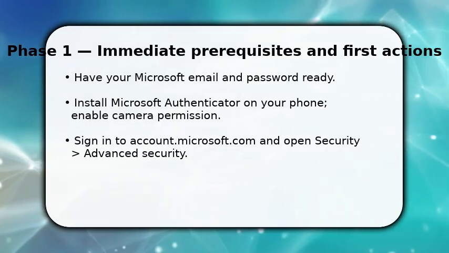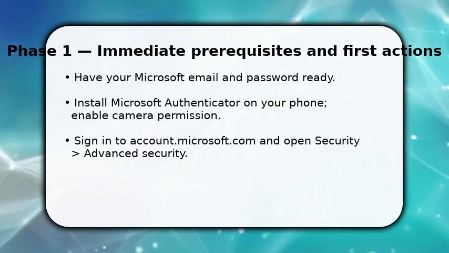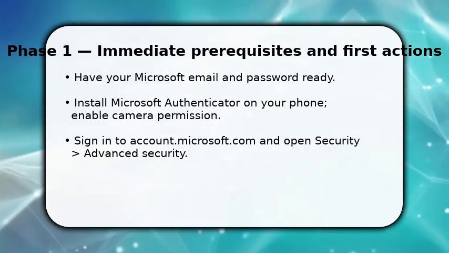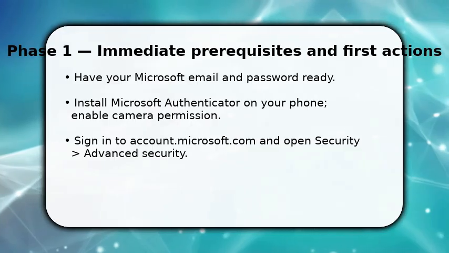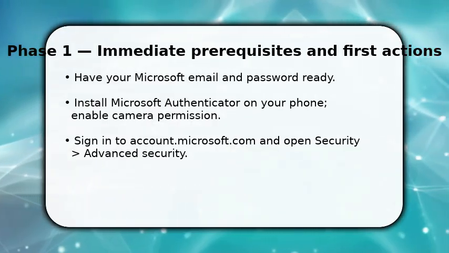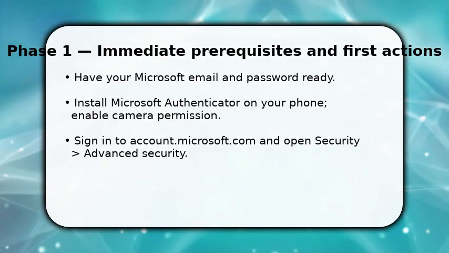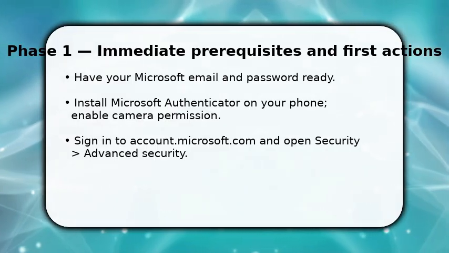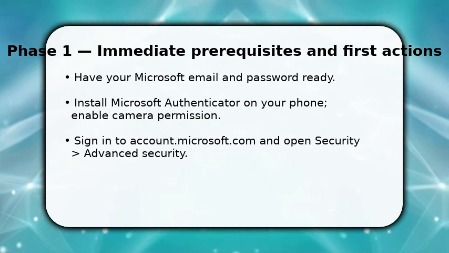Open the Microsoft Authenticator app on your phone and allow camera access so you can scan codes. Next, choose Add Sign-in Method and pick Authenticator app. This starts the link process. Do this now so you're ready for the next verification step. Don't navigate away until you see the QR code.